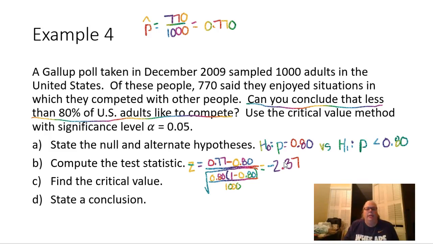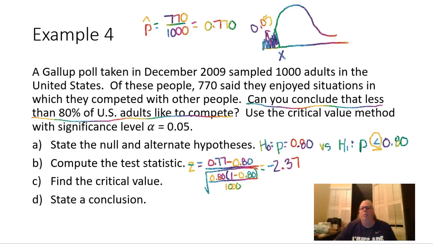All right, now C is asking us to find the critical value. Now, since we're doing the critical value method, let's take a look at the picture of what's going on. We've got our normal curve here, and our alpha value is 0.05. Now, our test is left-tailed here. So I am trying to figure out what this number is right here so that the area to the left of it is 0.05. Now, I can look this up in table A2. I'd have to be looking in the body of table A2, and I'm looking for an area of 0.0500.